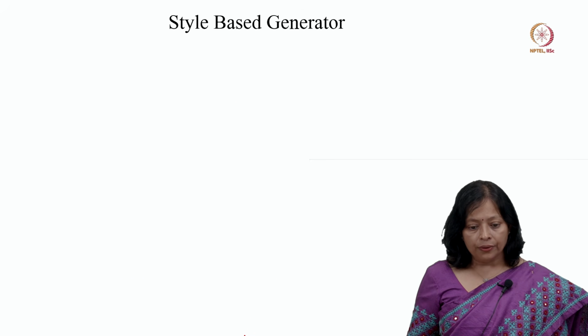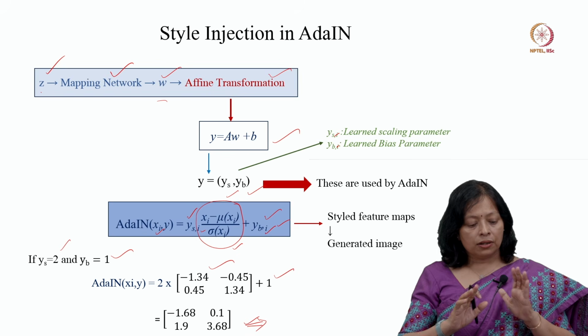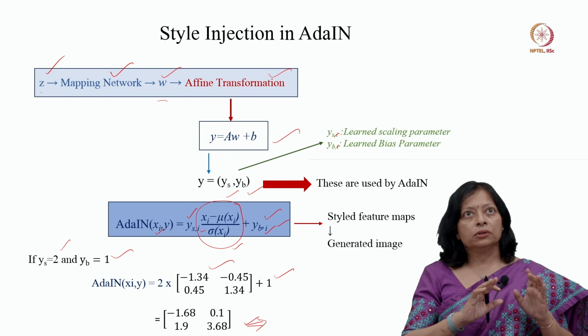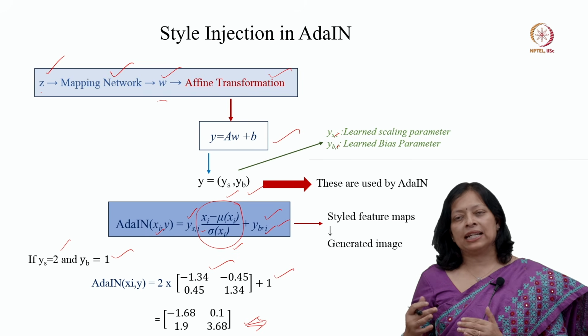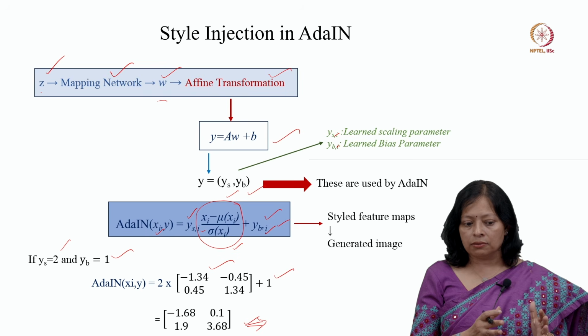Okay. So up to this point we have understood how we come from the entangled latent space to a disentangled latent space using the mapping network.